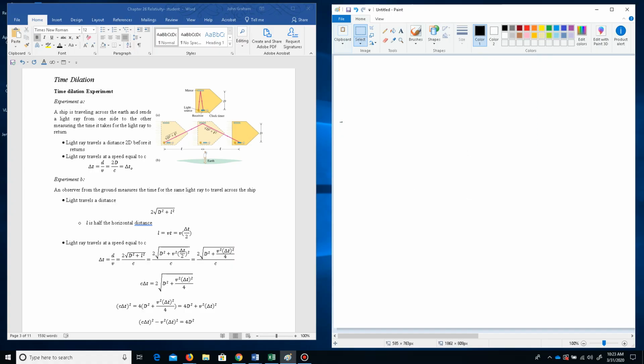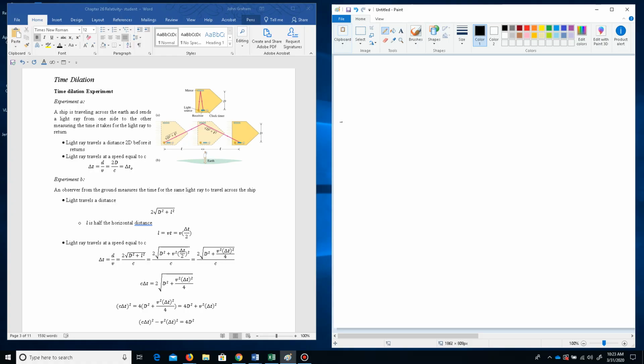Right. So this goes now into what's called time dilation. And so we get another experiment here. The ship is traveling across the Earth and sends a light ray from one side to the other in the ship, measuring the time it takes for the light ray to return.